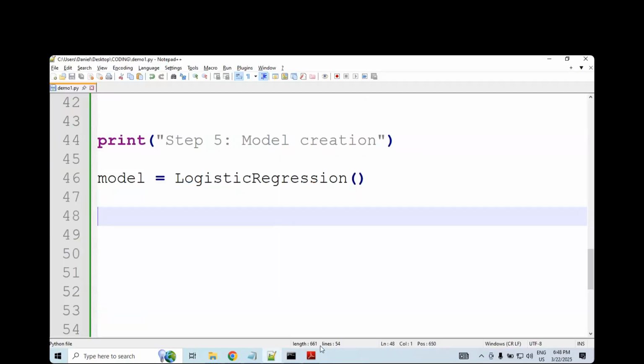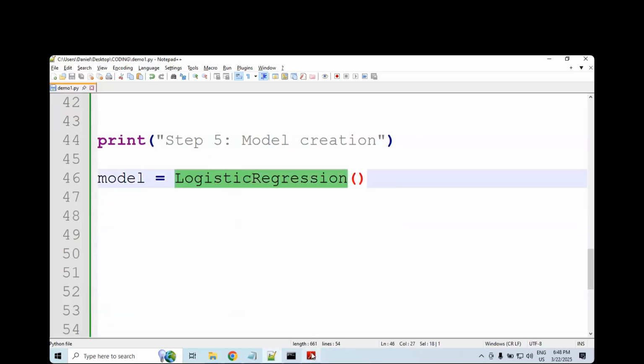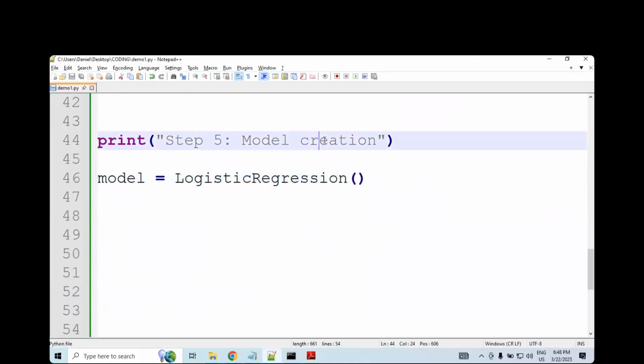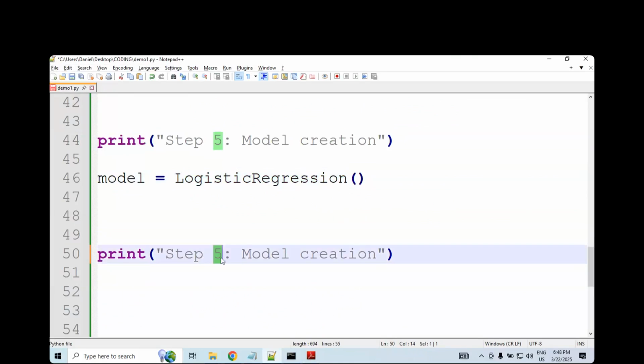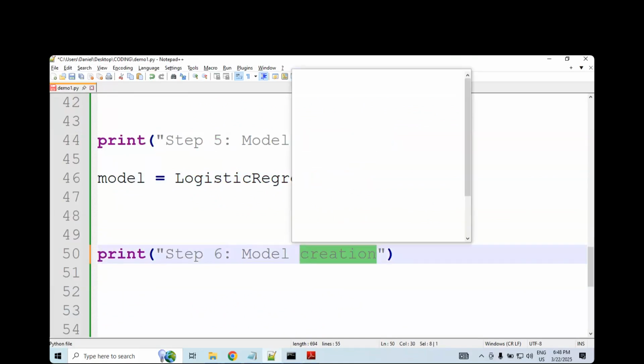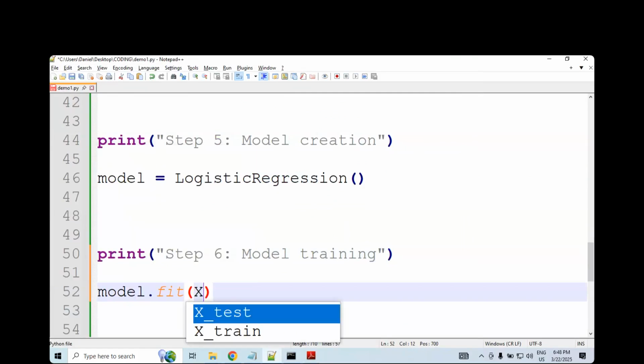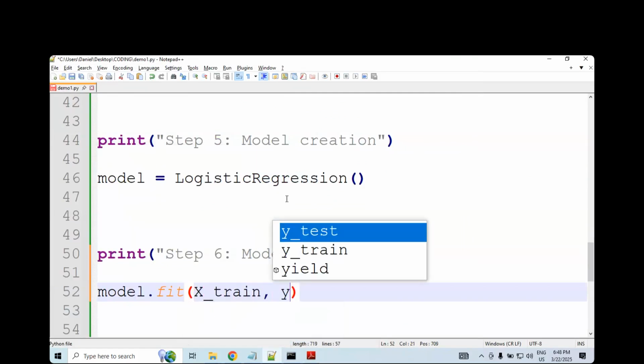Am I going too fast? No, right? You are able to understand. This one is a class. The next one is a method. Model training. Step number 6, model training. Model dot fit method, and here you need to pass x_train. The next one will be y_train.